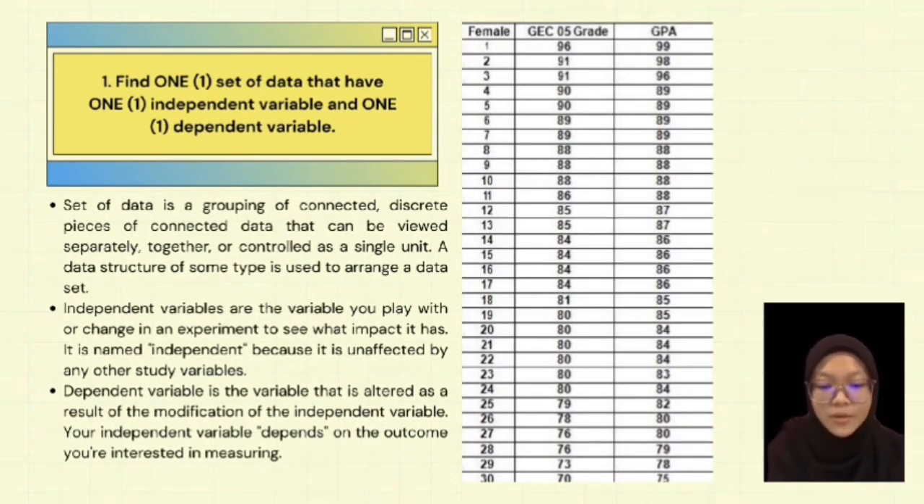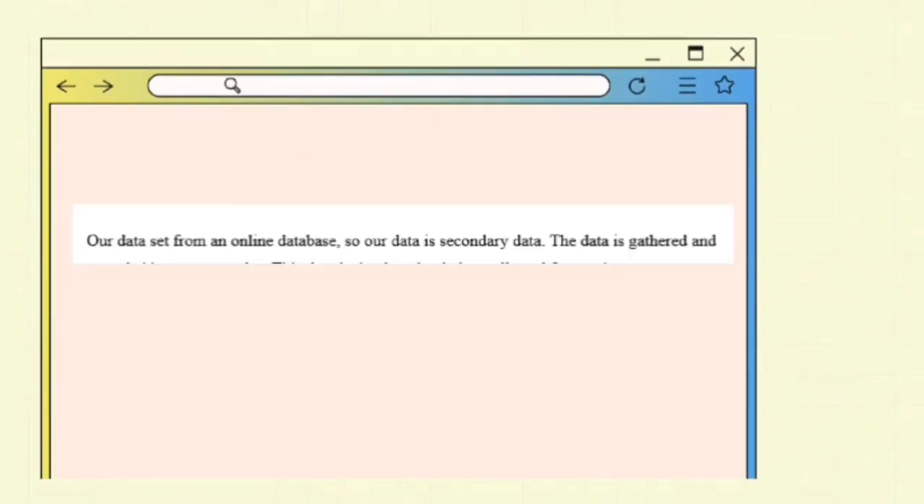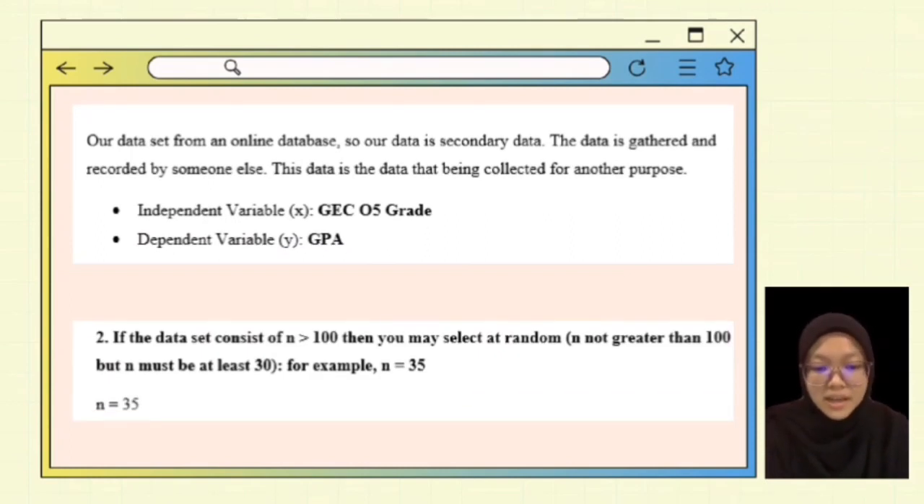So for part B, our team has taken the data set from a database. This is one set of data that has an independent variable and a dependent variable. The independent variable, which is X in the data, is DAC05 grade, and the dependent variable, which is Y, is GPA. The data set that we chose has 35 data, which is n equal 35.